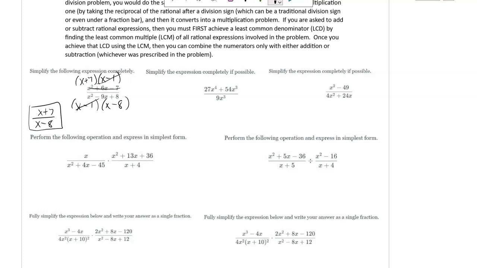And these are not alike. You cannot cancel out those x's because they are part of different binomials. You cannot cross out pieces of polynomials. It has to be entirely the same on top and bottom to do that.